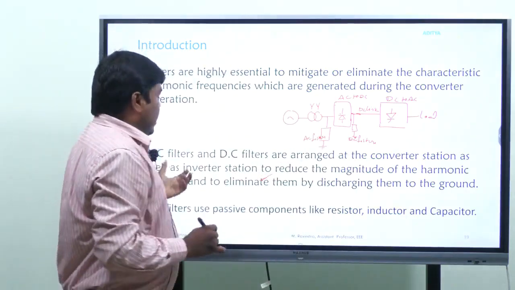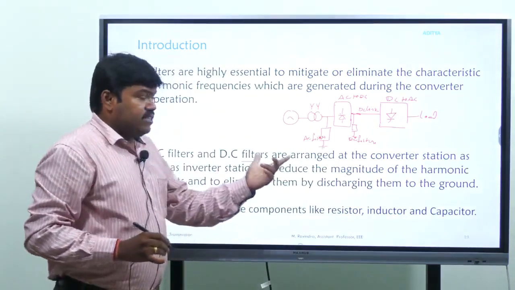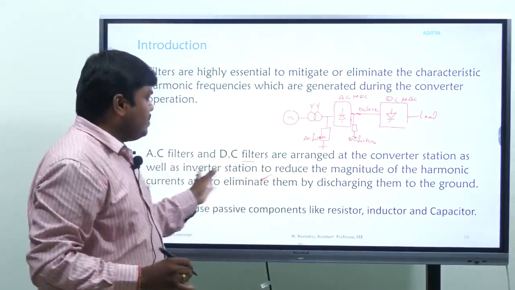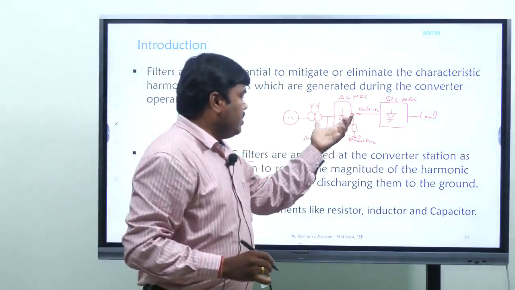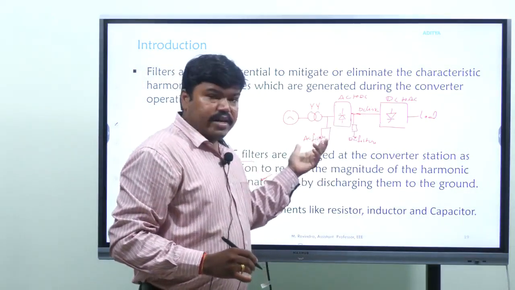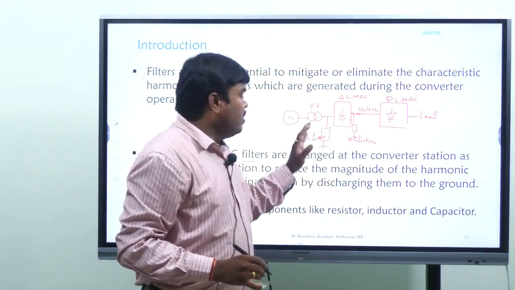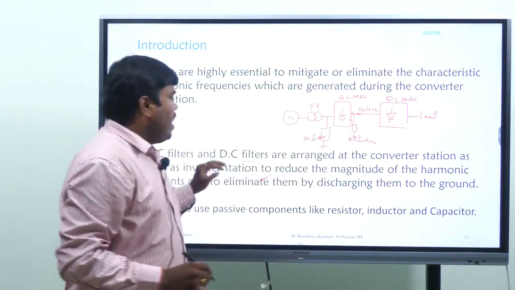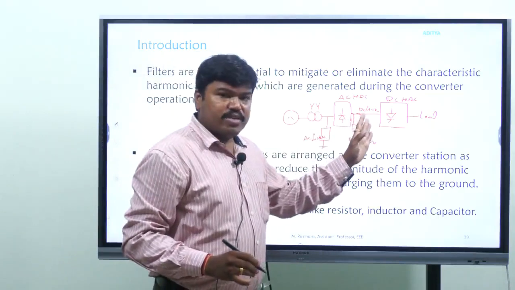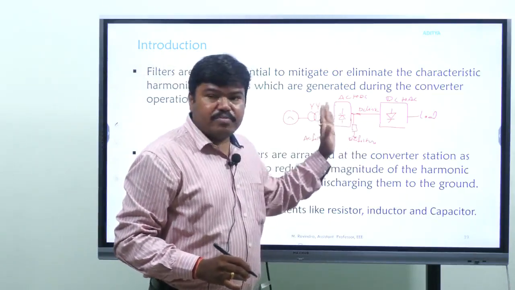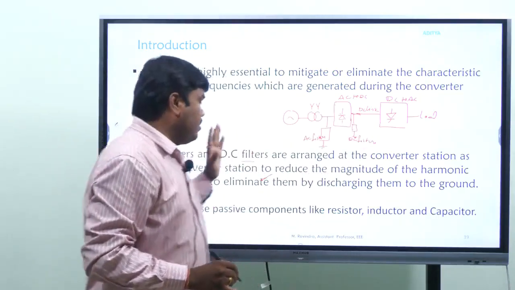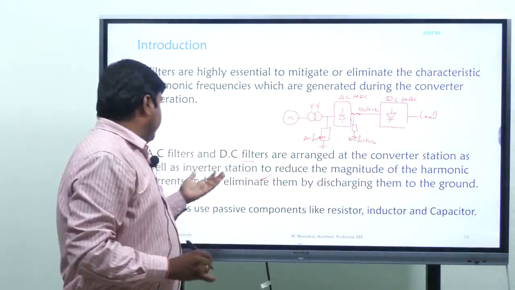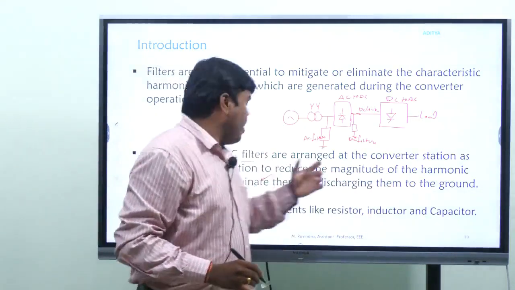The AC filters and DC filters are arranged at the converter stations as well as the inverter stations. The AC filters are arranged near the transformers and the AC converter valves, and DC filters are arranged at the smoothing reactors, that is, after conversion from AC to DC, to reduce the magnitude of the harmonic currents.